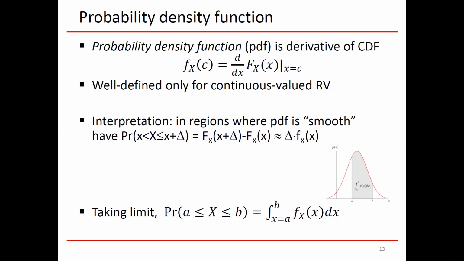So what's the meaning of the PDF? The interpretation is that where the PDF is smooth, let's look at the probability of the random variable, capital X, its value being between lowercase x and lowercase x plus delta. So that's the CDF of x plus delta minus the CDF of x. And again, we're assuming that the PDF, the derivative, is smooth. So in that case, between x and x plus delta, the derivative is approximately fx of x.